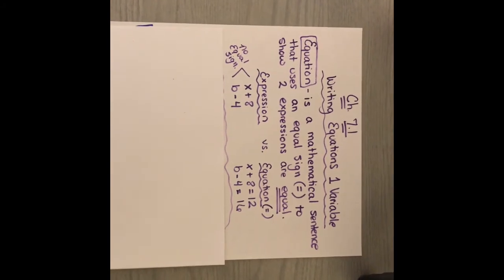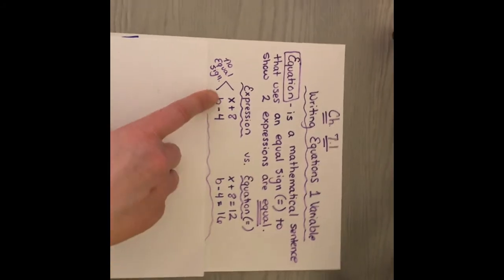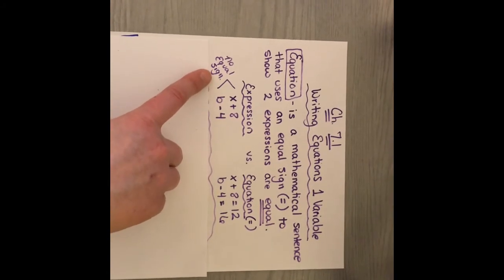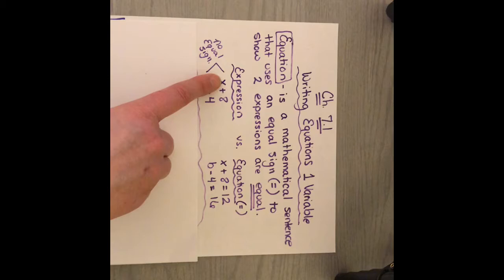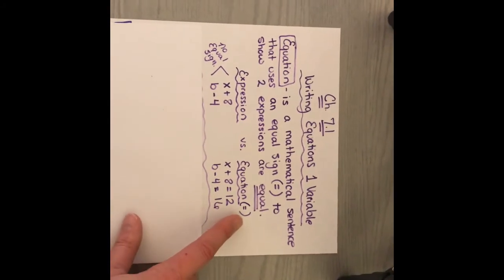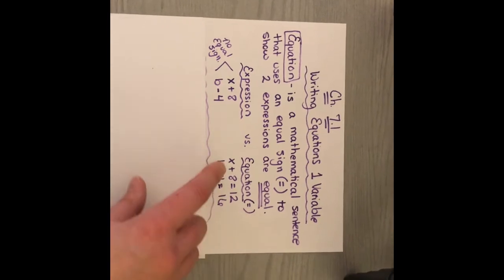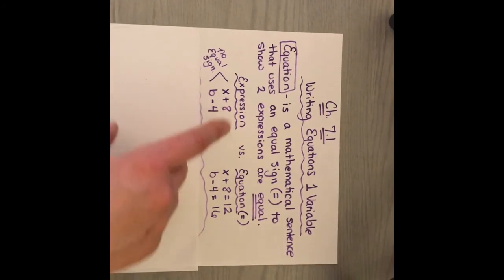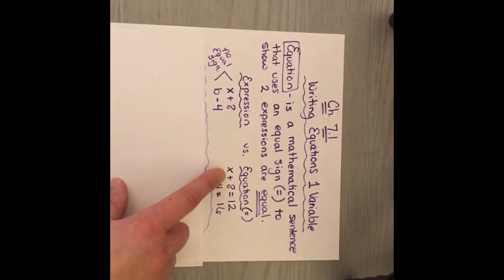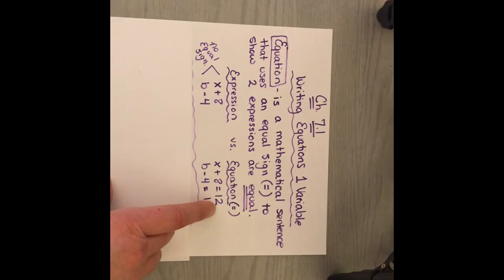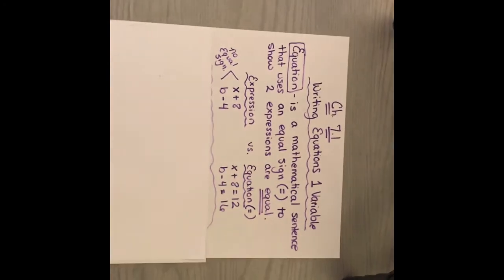So what's the difference between an expression and an equation? So these are expressions. They have no equal sign. They do contain a letter or a variable. And then here are your equations. They do include an equal sign. And I just took the same concept here. So x plus 8 is an expression, does not have an equal sign. This is an equation, x plus 8 equals 12. So we have two expressions that are set equal to each other, which is what our definition says.